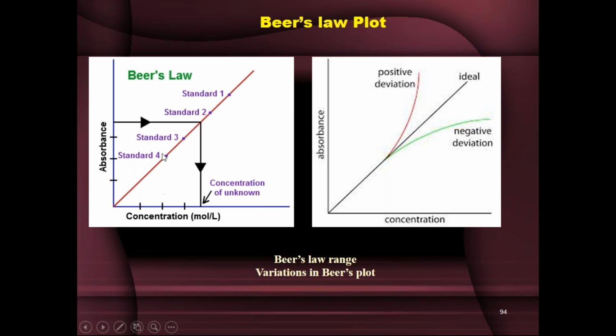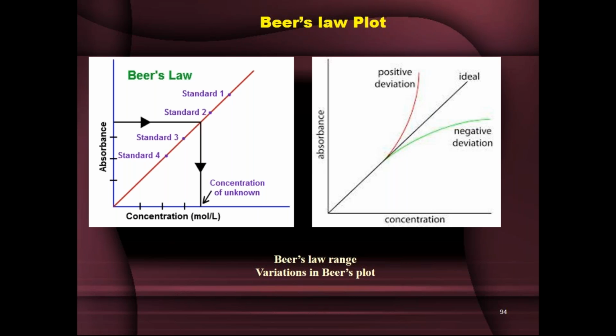Before we go into the other types of straight lines we could get, we will see about deviations which can be obtained. In this plot, you see a straight line. This is the ideal Beer's law. You see a straight line passing through the origin and indicating absorbance proportional to concentration. So this is the ideal plot.